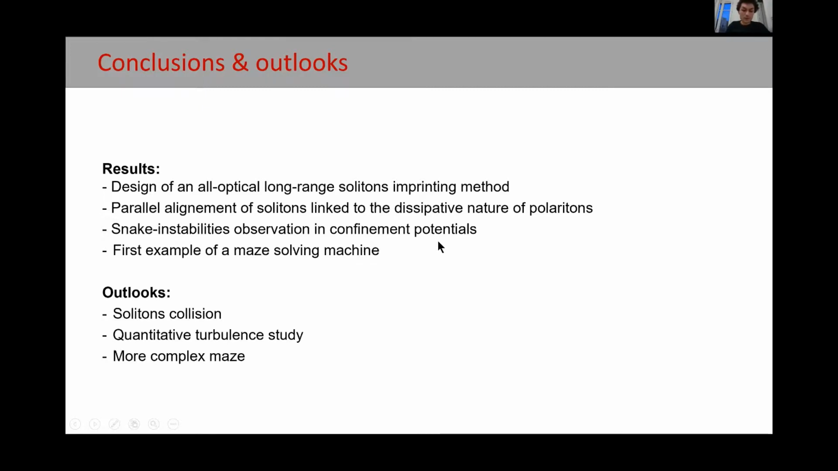So we will use in the future these new imprinting techniques in order to study the collision between several solitons and to realize quantitative solitons turbulence studies. And of course, we will work on the realization of more complex mazes.